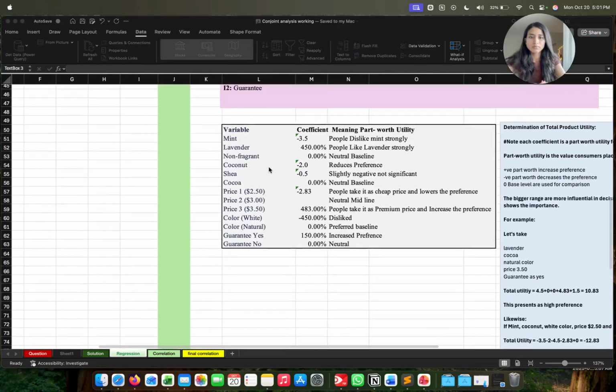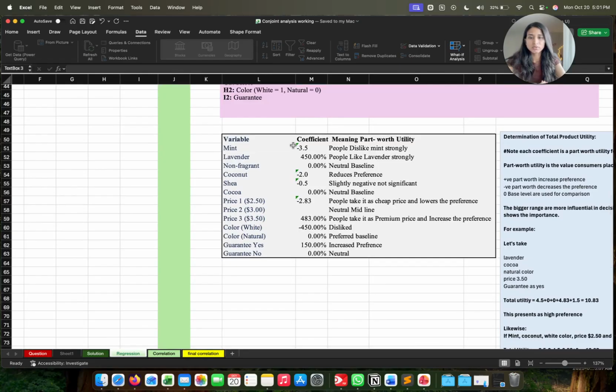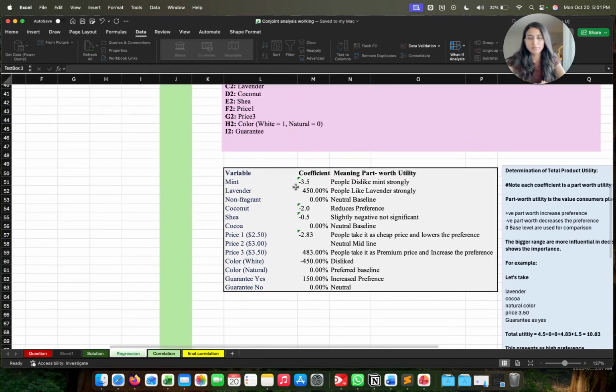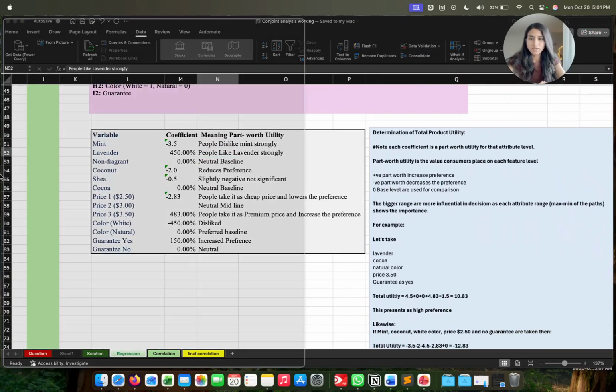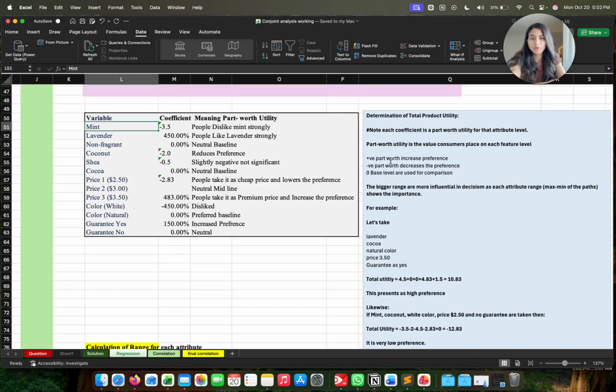The next step is to determine the part-worth utility. So we got the coefficients from the regression analysis, and we have mint as negative 3.5. So for the part-worth utility, people most dislike mint, while lavender is 4.5, so people like lavender strongly. Each coefficient that we have selected here is a part-worth utility for that attribute level. For example, a positive part-worth increases the preference, like lavender increases the preference. Negative, like mint, decreases the preference and utility.